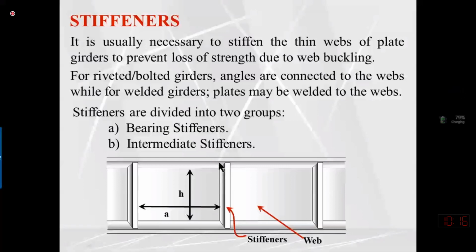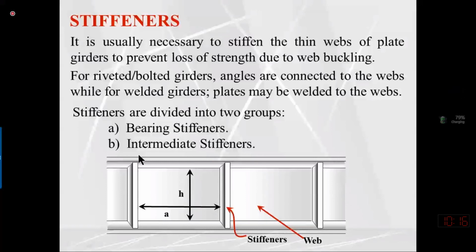So how many types of stiffener are there? Depending upon the applied load and design behavior, we have two types of stiffener. Number one is called the bearing stiffener and the second is the intermediate stiffener. We shall learn the design of both types of stiffener, but in today's topic, we are particularly studying the design behavior of the intermediate stiffener.